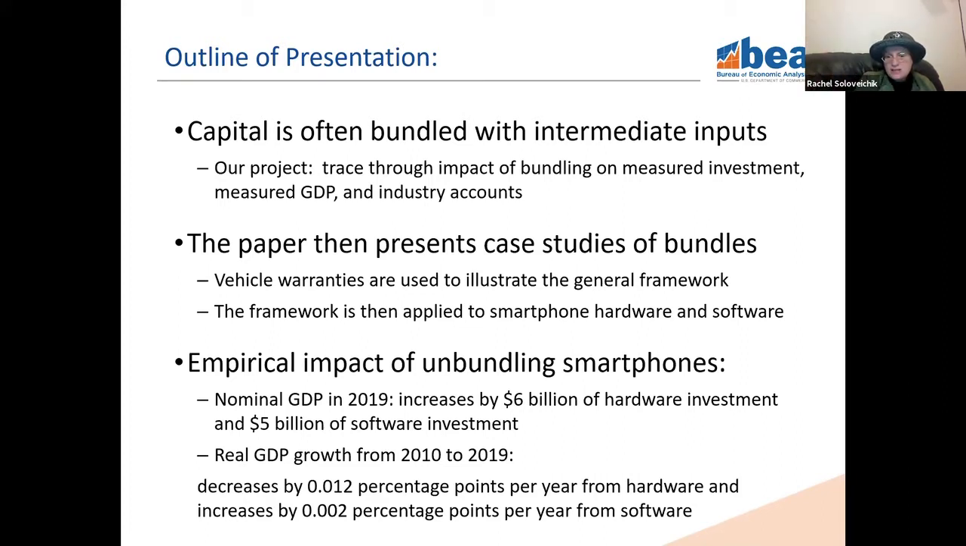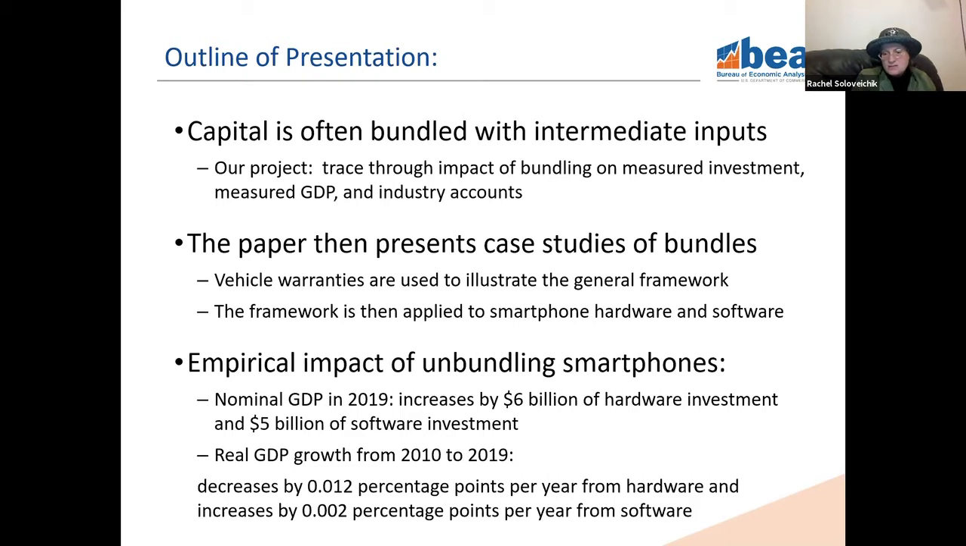And so what our project is, we're going to just trace through all of these things, and we're going to study well-known bundles. We talk most about smartphones because they're obviously a good that's often bundled, but we're going to start out with vehicle warranties because at least in the United States, it's such a nicely behaved study of bundles. And of course, you also have warranties on other goods as well, but those tend to be less important.